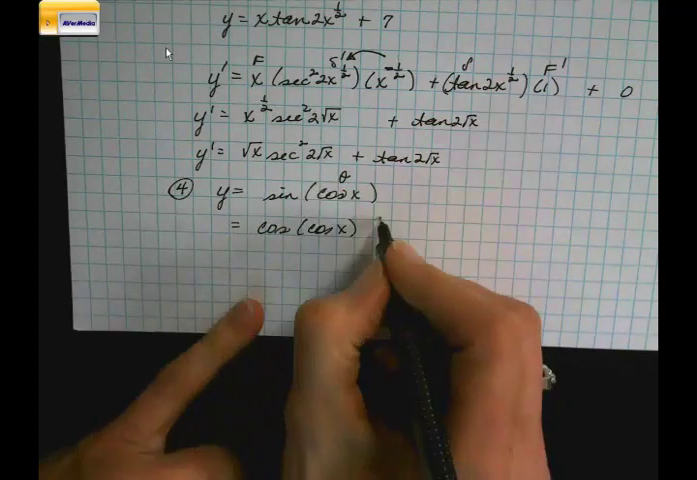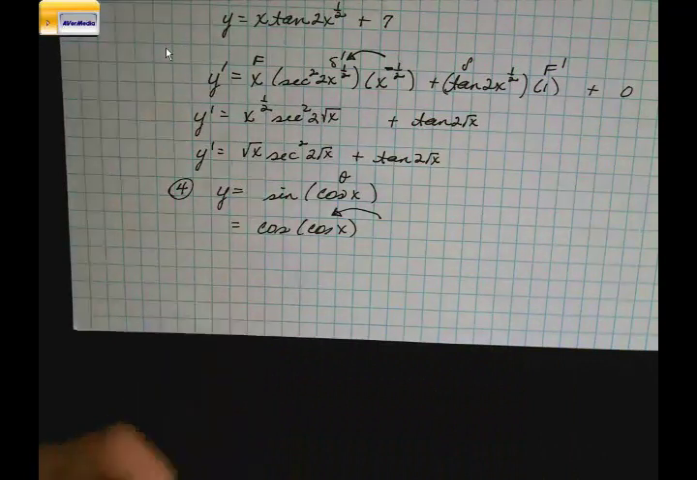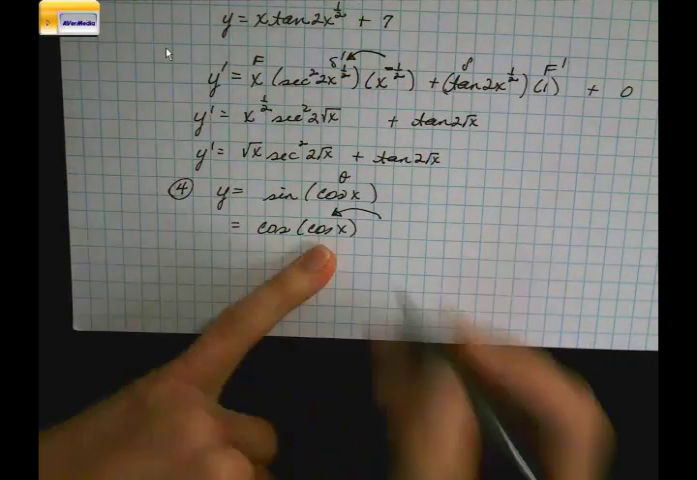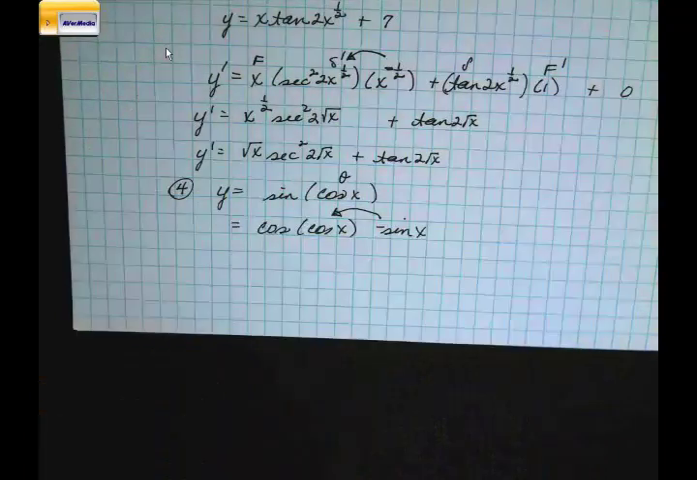Okay, but then I have to take the derivative of cosine x by the chain rule. Right? Because it's sine theta d theta. It means sine theta and the derivative of what was there. So the derivative of cosine x is a negative sine x. And that's the answer.